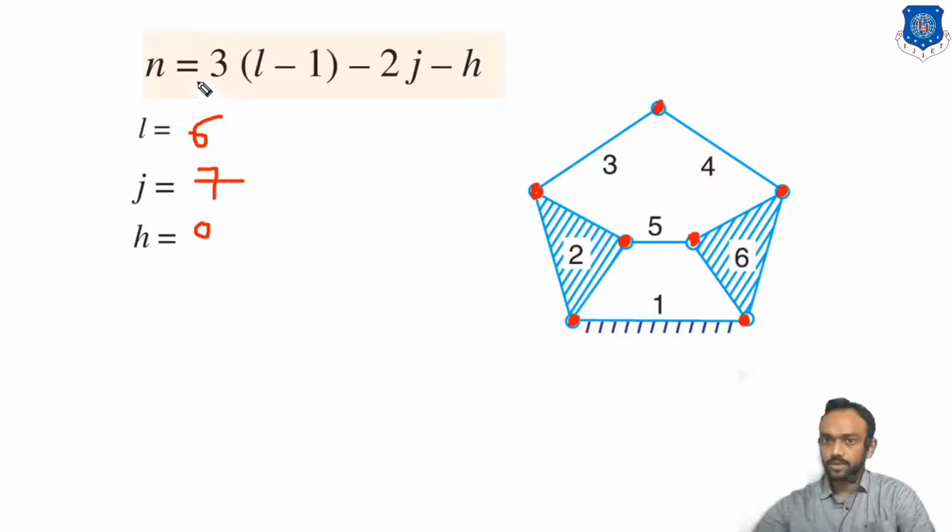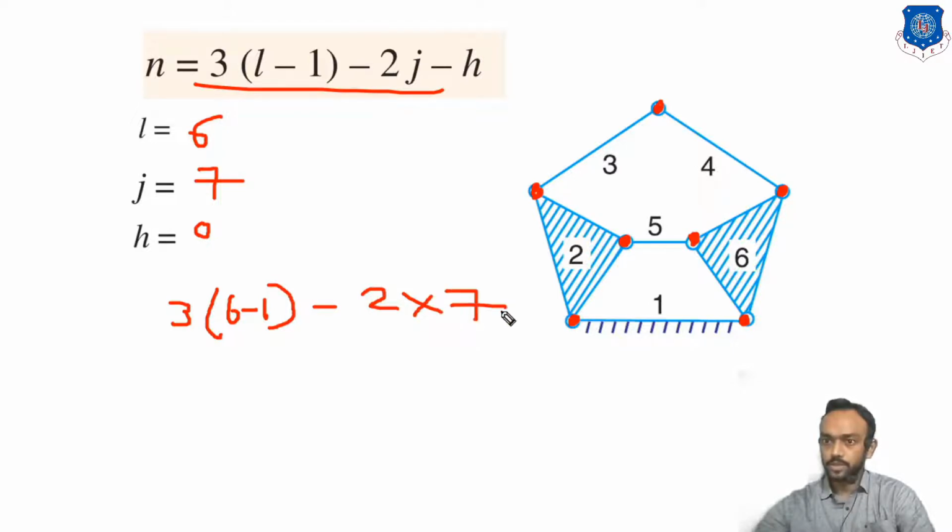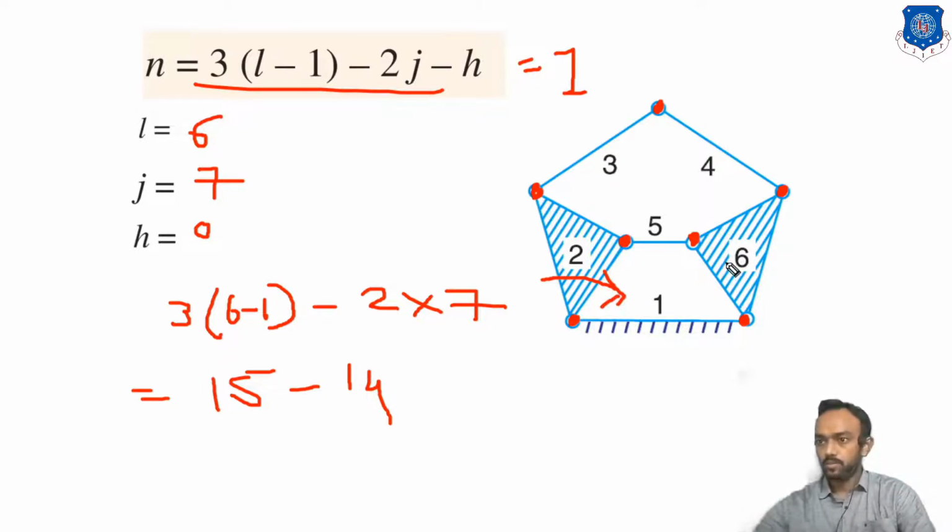Joints are 7. What will be this equation? 3 into 6 minus 1 minus 2 into 7. So it will be 15 minus 14. So degree of freedom is equal to 1. If you push this mechanism in this direction, this whole mechanism will move. So degree of freedom 1. There is no other requirement.